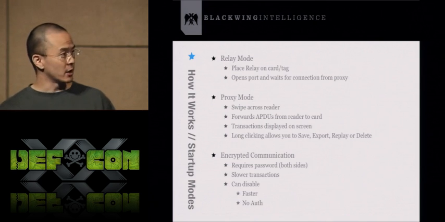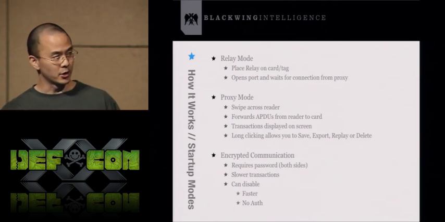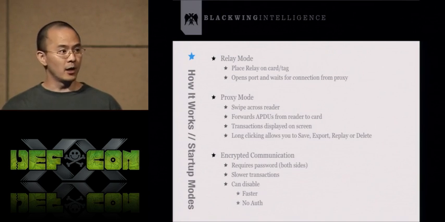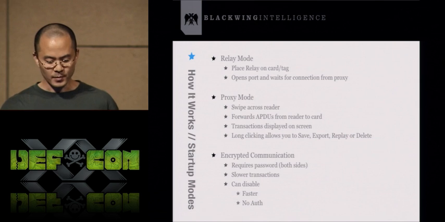All of the transactions, all of those APDUs are displayed on the screen of the proxy mode phone. If you long click on those transactions, you can actually export, save, replay, and delete those transactions. Now, by default, the communication between the two phones is encrypted. So if you're on an unencrypted wireless network for some reason, you'll be somewhat safe there.